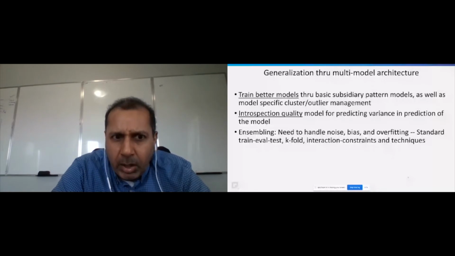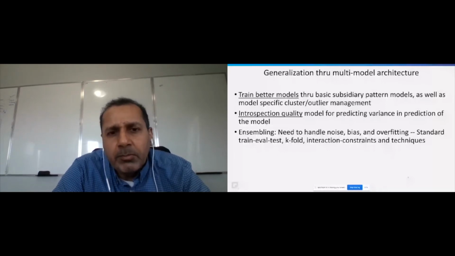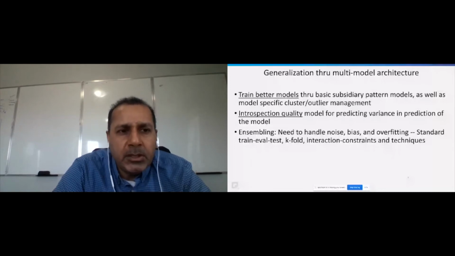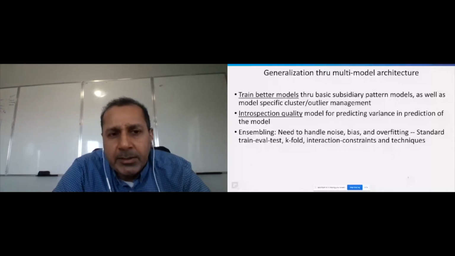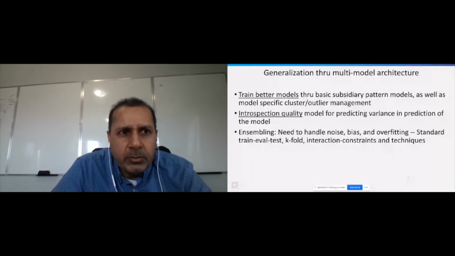And the talk is not going to cover the ensembling because we believe there's enough data out there. Some anecdotal, but the field is broadly stable in terms of how to handle noise, bias, overfitting, choices of train, eval, test, the k-fold, interaction constraints, and other techniques. So let's just jump into the core of the talk.